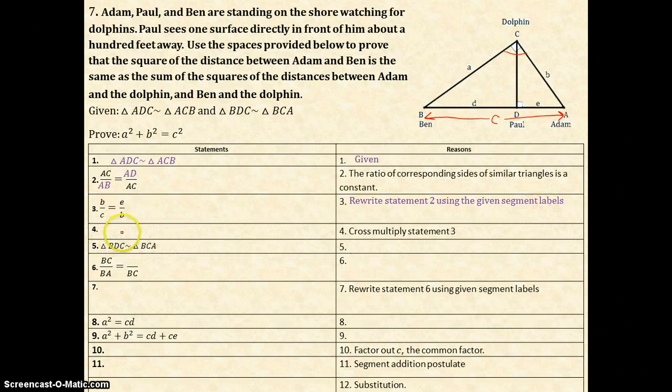Alright, so statement 4, what do we say? Oh, here's a hint. Cross multiply statement 3. So b times b is b squared equals c times e. So b squared equals ce.